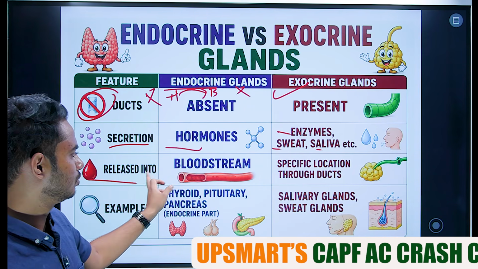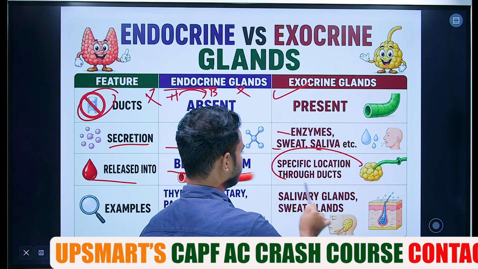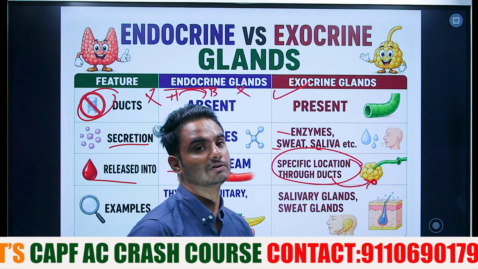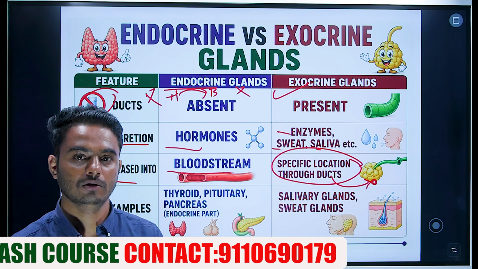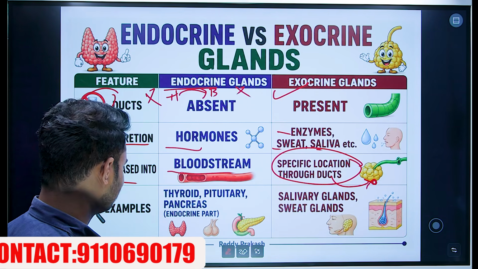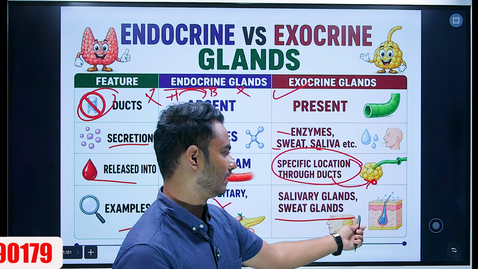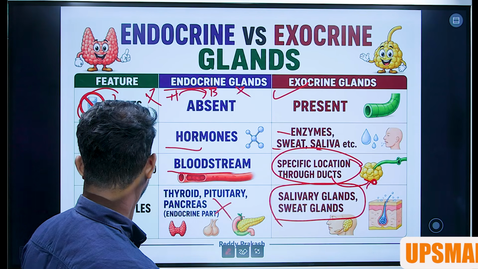Endocrine secretions are released into the bloodstream directly. But exocrine glands are connected through ducts to specific locations. Like the sweat ducts will be connected to sweat pores. Sweat will come only out of sweat pores. Okay, that is specific. Examples of endocrine are all the hormones which we studied now. Here it is salivary glands, sweat glands. These are examples. Easy, right?